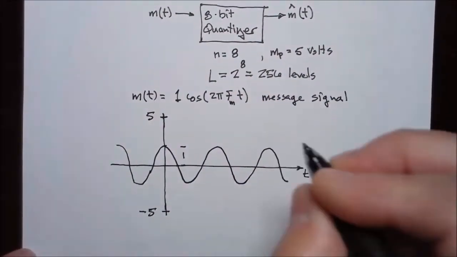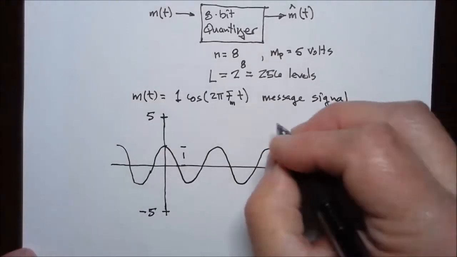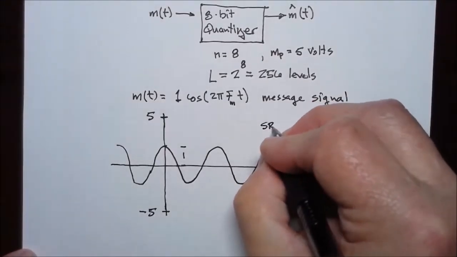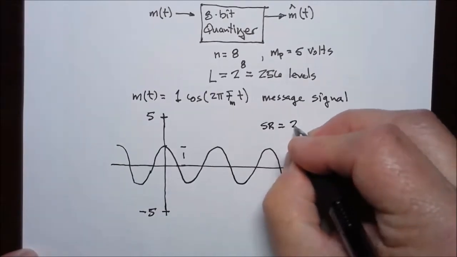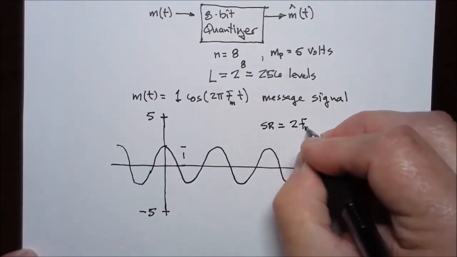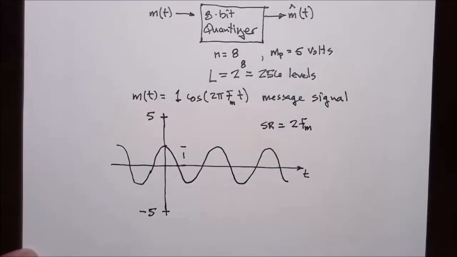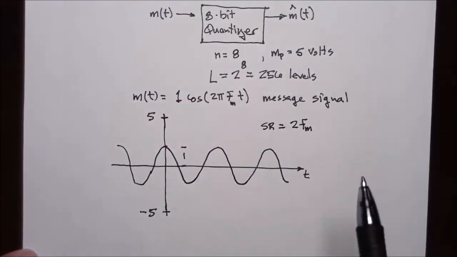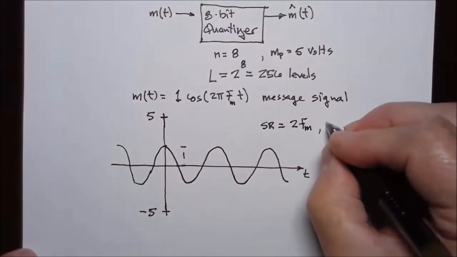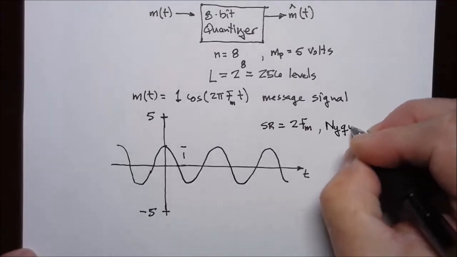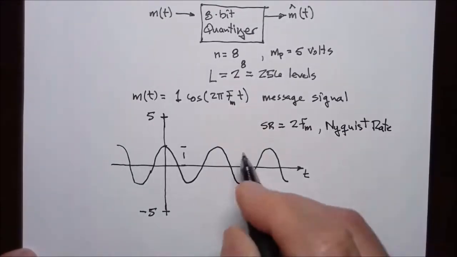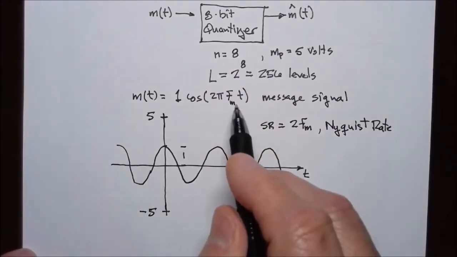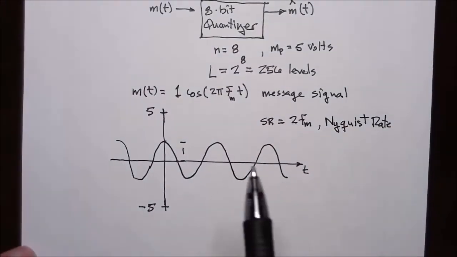So the Nyquist sampling rate is going to be equal to 2 times whatever the frequency of this signal is. This would be the Nyquist rate: the Nyquist sampling rate, twice the highest frequency component in the message signal.